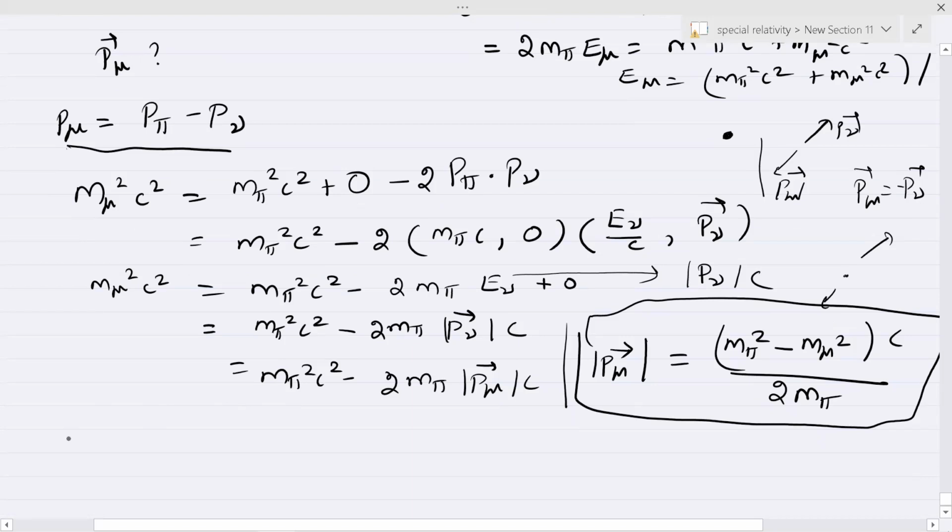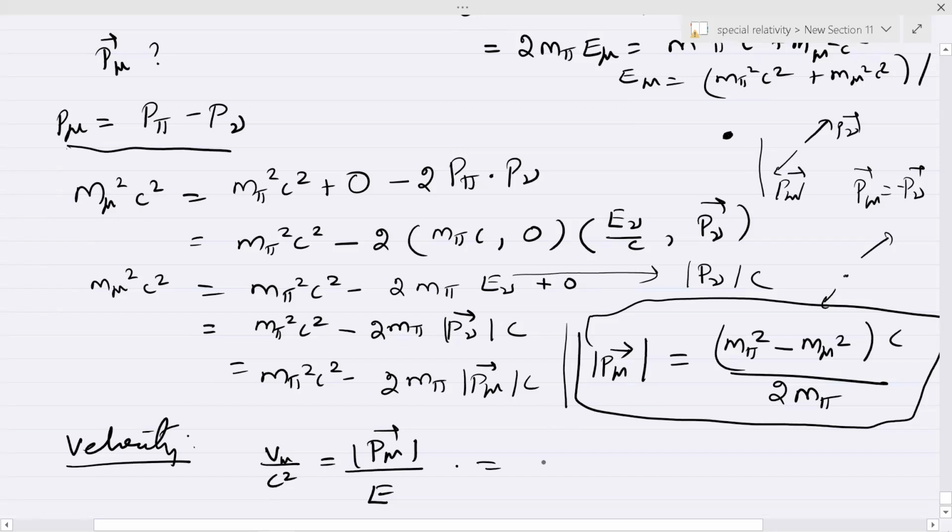Now we can easily find the velocity, because you know that v by c² is equal to p divided by E. So v_μ by c² is equal to p_μ divided by E. We have got p_μ, we have got E. You just divide and multiply by c², and you'll get the velocity. We already found the momentum, so it is m_π² minus m_μ² from here. The 2 m_π will get cancelled, and from the energy you'll get m_π² plus m_μ², and then multiplied by c.